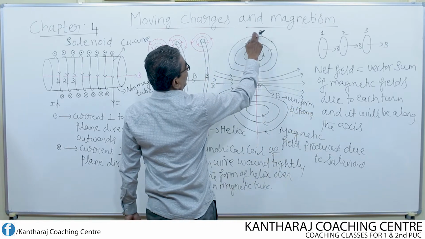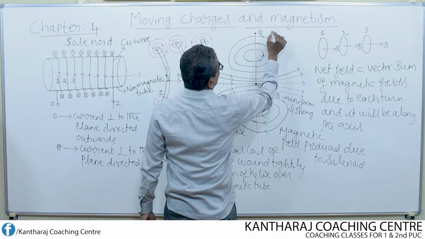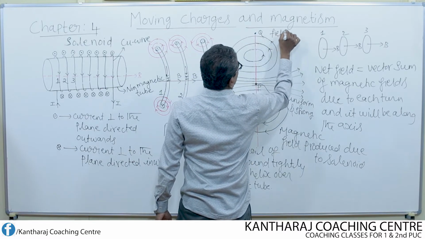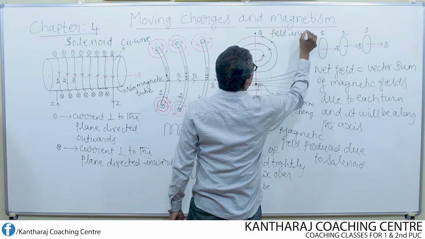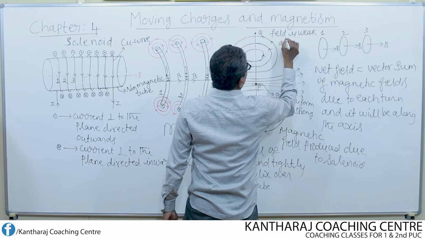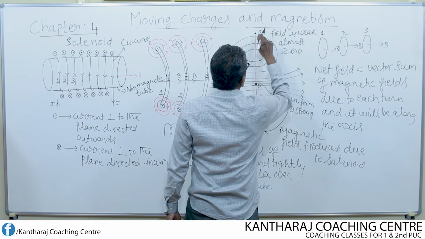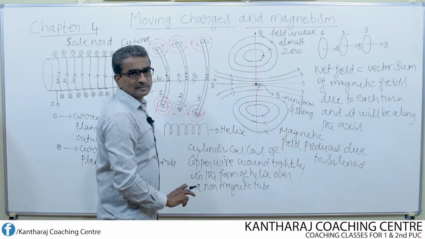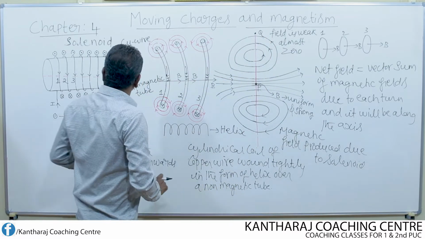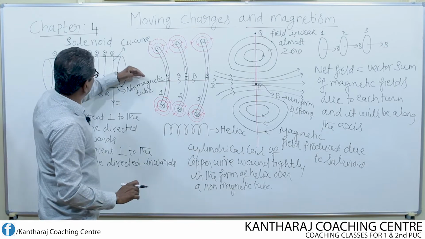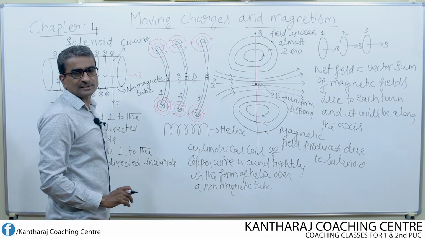Okay, whereas at the point Q, the field is weak, almost or nearly I can consider the field as equal to 0 at the point Q. Then inside the solenoid the field exists all along the axis.